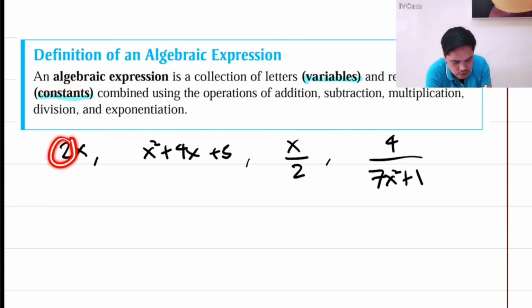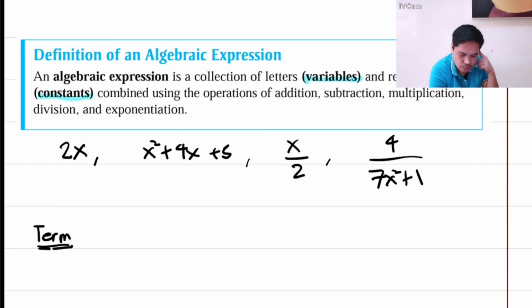So like this, 2 is a constant, 4 is a constant, 5 is a constant. It's a constant because from the word itself, constant, it doesn't change, it's fixed. Okay, so in an algebraic expression, we have variables and constants. Now, we also have this word term. So in an algebraic expression, a term is separated by addition or subtraction.